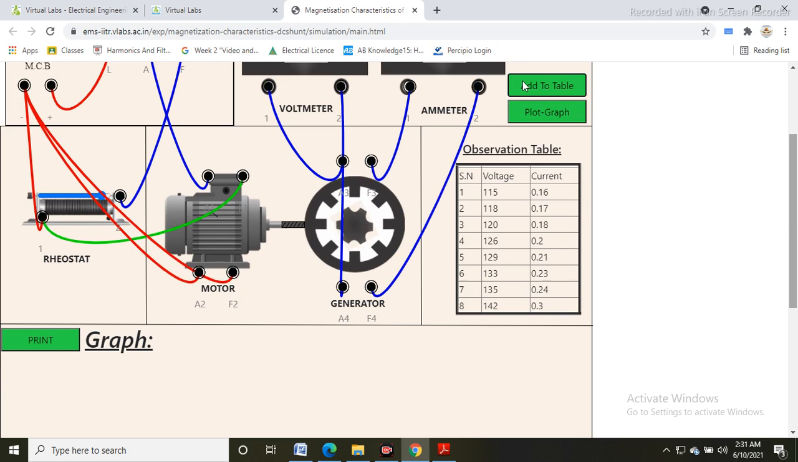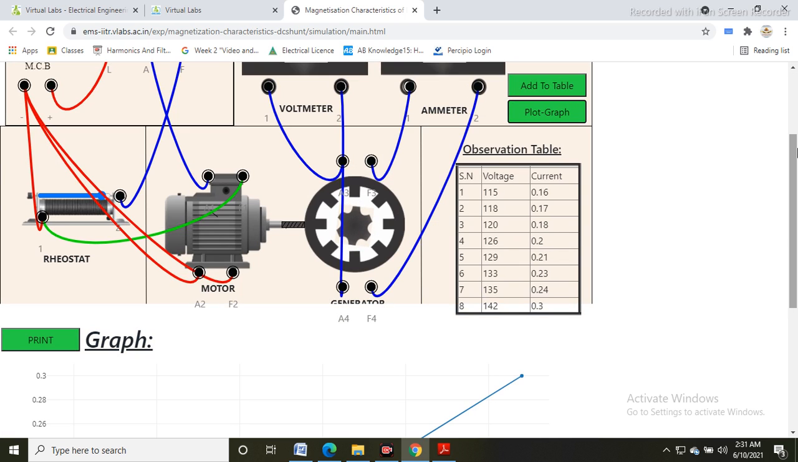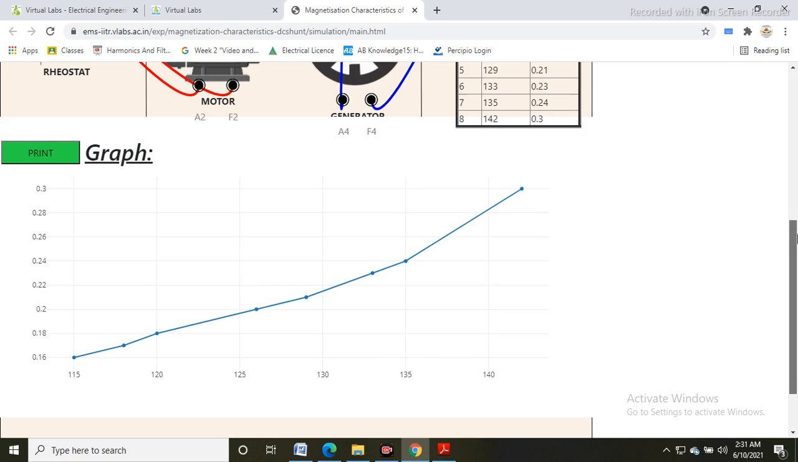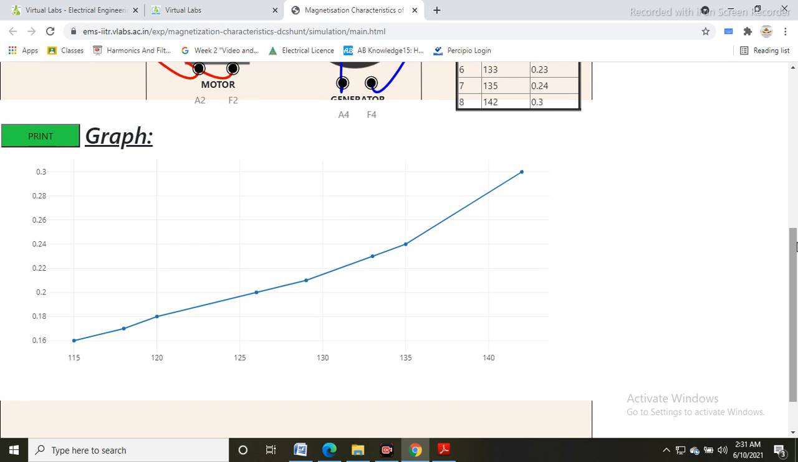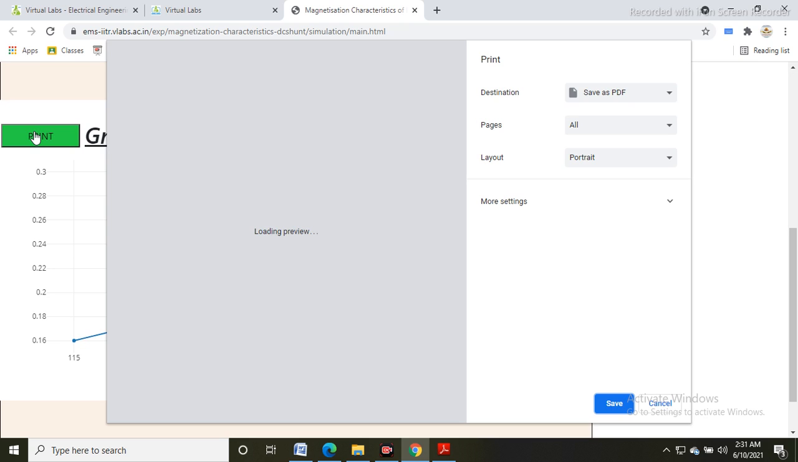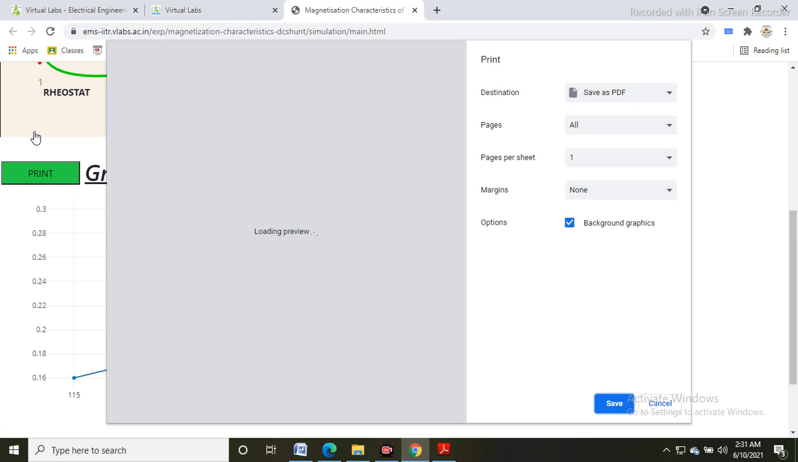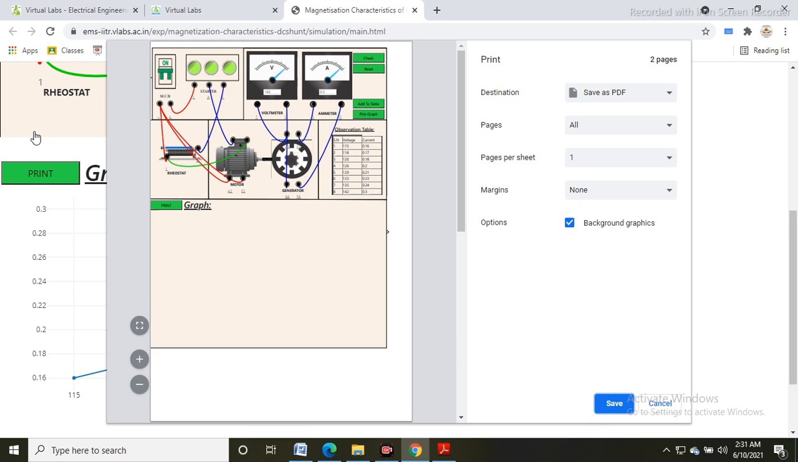Now plot the graph for these 8 values. So here we can see the result. This is the magnetizing curve for the DC generator. Also we can take a print of this result and these connections. So I hope you all have understood how to perform the practical or experiment on the DC generator to find the magnetizing characteristics.